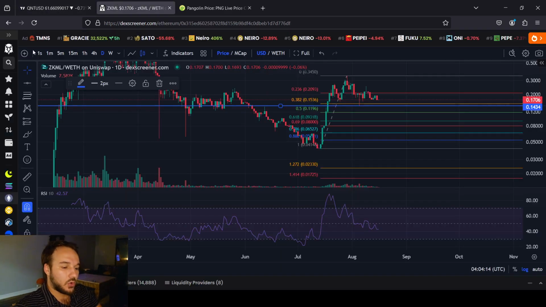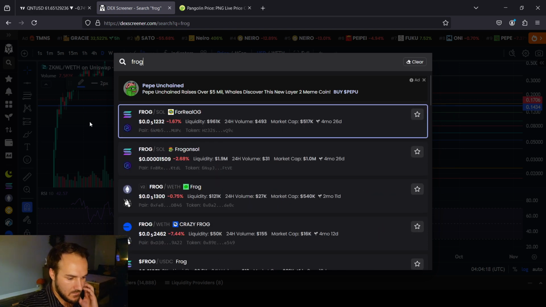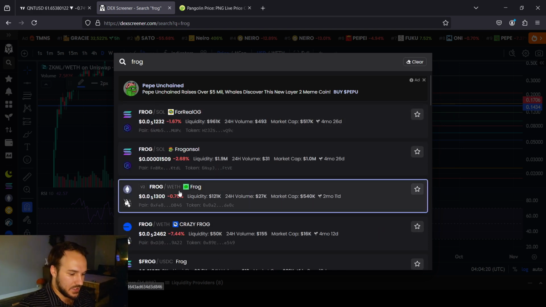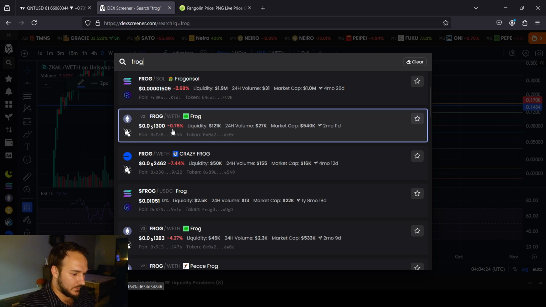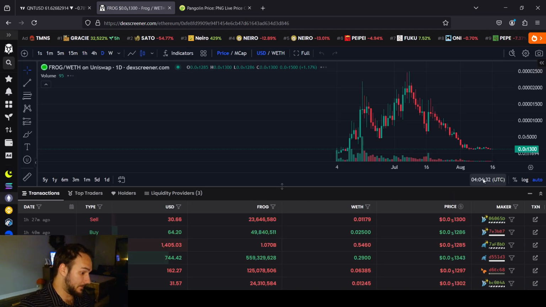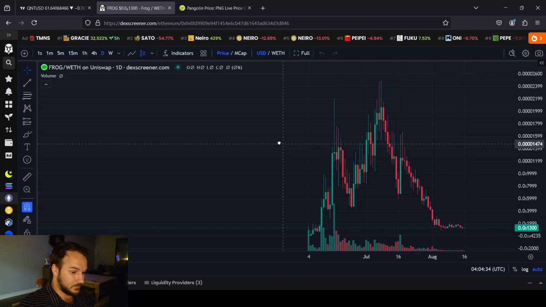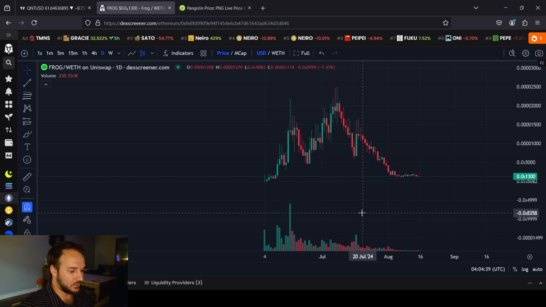Frog. Right. This is another one. Frog on Dex Screener. You wanted me to do it on ETH, is what you said. Well, that's this one here. 27K versus $493. Yeah, I guess that's better. So 27K in volume. Very low liquidity. But volume's not liquidity, I know. But, dude, if it's got low volume, it's going to have low liquidity, right?